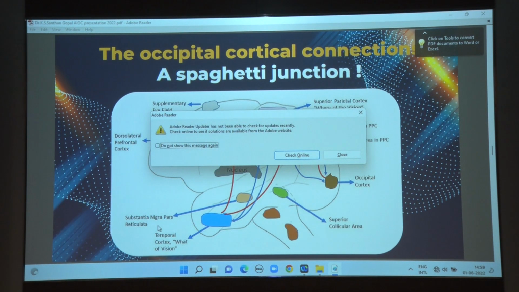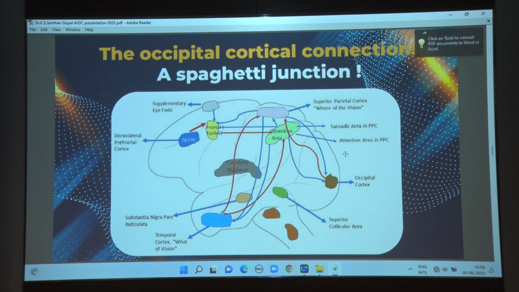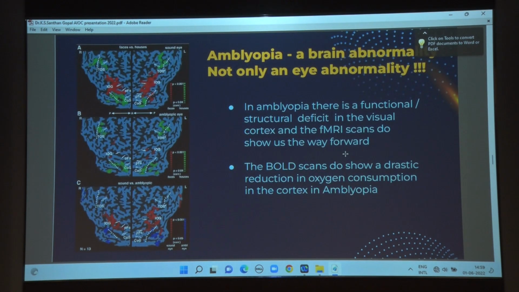Okay, what happened? This is the spaghetti junction which you are seeing in V1. Now, what happens in amblyopia? In amblyopia, the vision in one of the eyes is reduced. Now, how do I know vision is reduced? By checking the vision. But what happens in the brain?